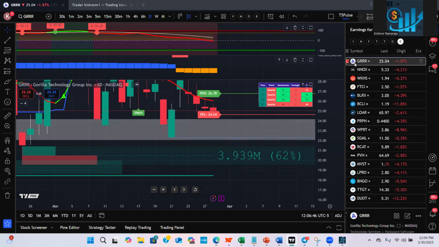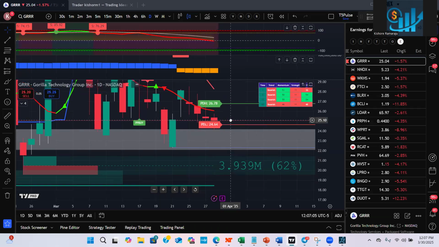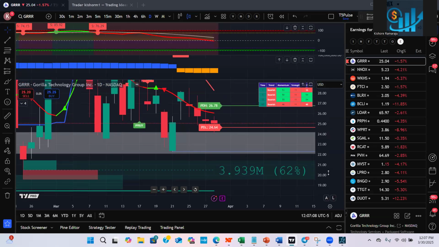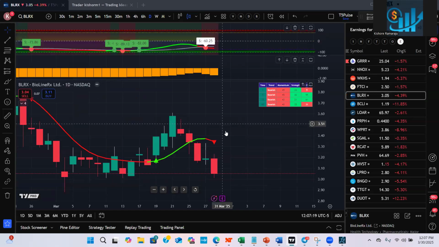GRR, we are bearish. Then let's go to something else. There might be some tickers where one indicator may tell bullish and one indicator may tell bearish. It is better to avoid such tickers. Wherever you get a proper confluence, those are the best opportunities, because each software uses a different logic to tell whether the price can go up or down. So let us look at BLRX.